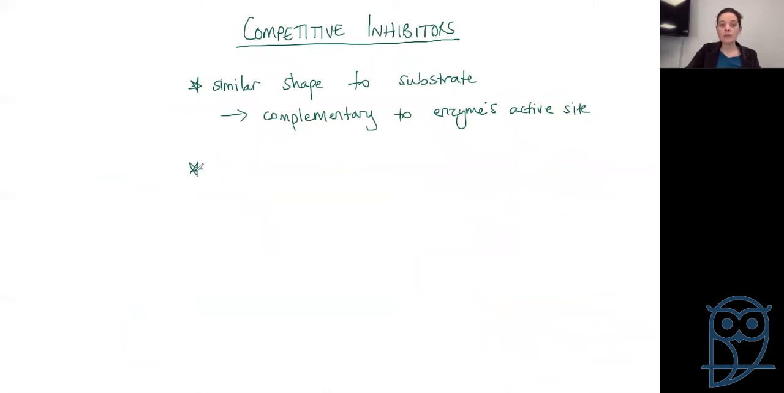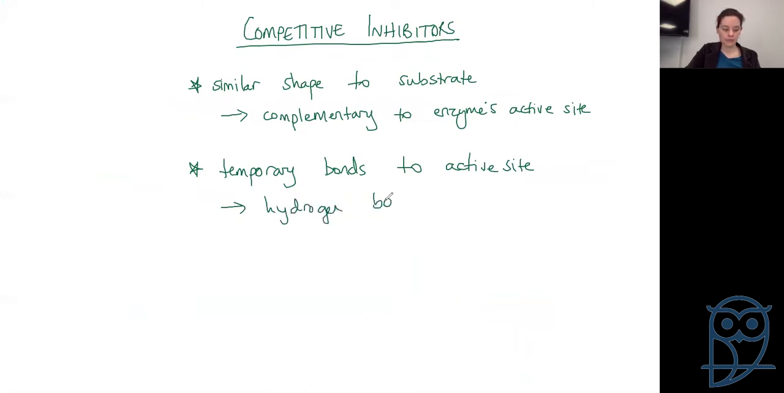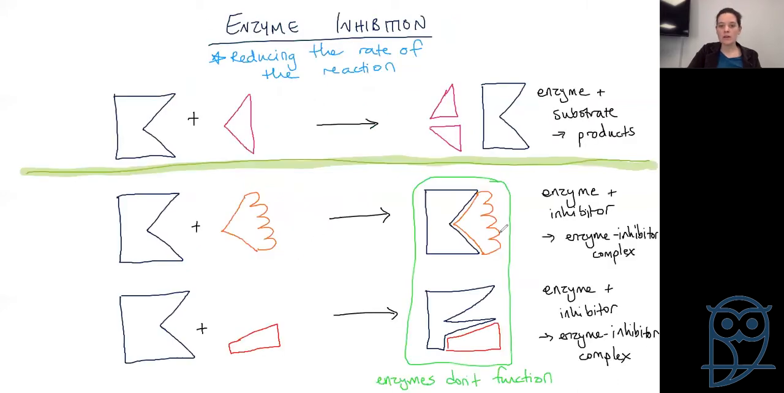The other thing that we have with competitive inhibitors is that they make temporary bonds to the active site. Now that sounds exactly the same as when our substrate bonds. So also hydrogen bonds. And of course, that means that our competitive inhibitor is reversible. So our inhibitor goes in, it bonds, but it's hydrogen bonds so that they break and then the inhibitor's out, now the enzyme's free again.